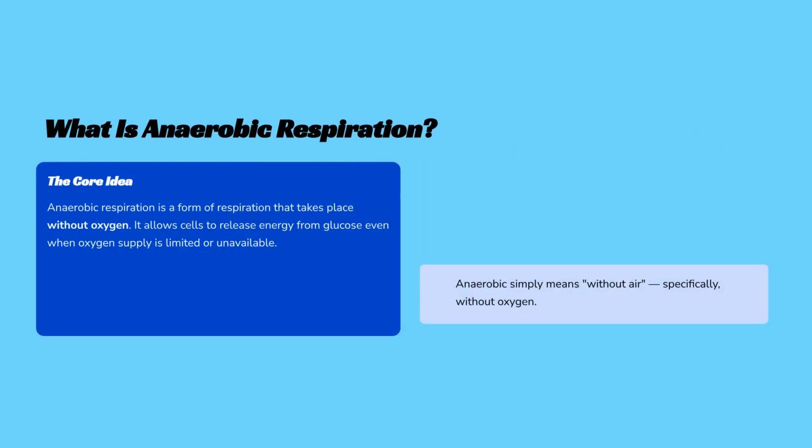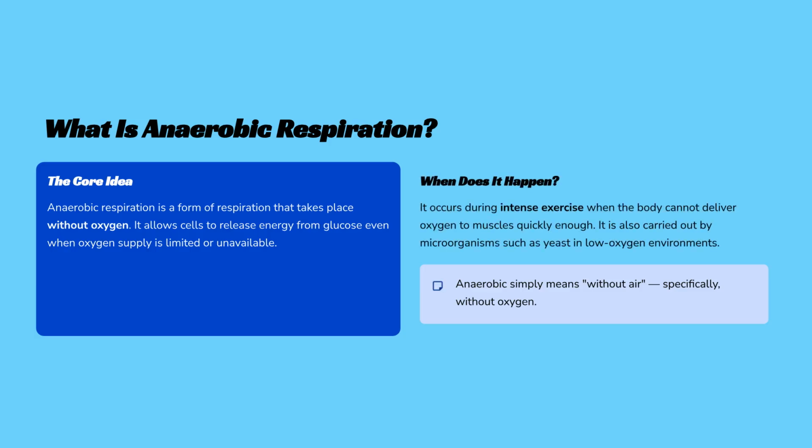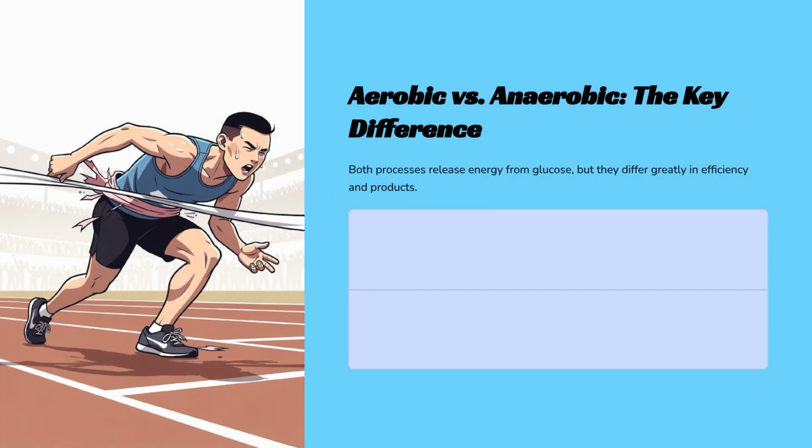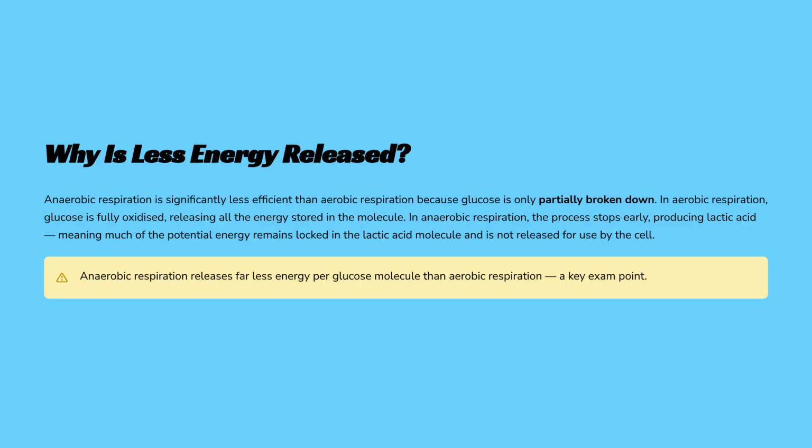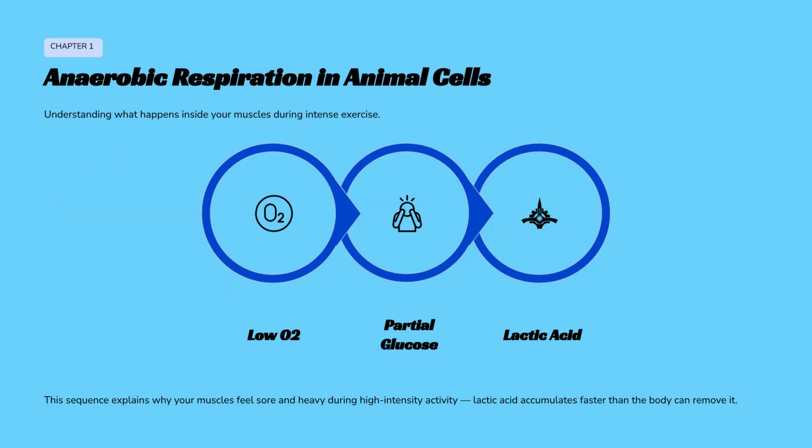It allows cells to release energy from glucose when oxygen is limited, such as during intense exercise. Aerobic and anaerobic respiration both release energy from glucose, but they differ in efficiency and products. Aerobic uses oxygen and is more efficient, while anaerobic does not. Anaerobic respiration is less efficient because glucose is only partially broken down, leaving much of the potential energy locked in the lactic acid molecule. In animal cells, anaerobic respiration during high-intensity activity leads to a buildup of lactic acid, which explains why muscles can feel sore and heavy.